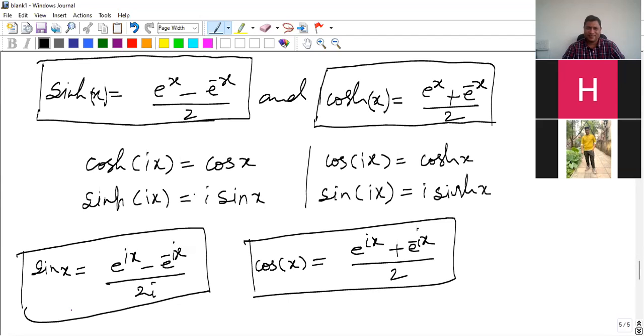Sir, i is the iota complex number? Yes, i is a complex number. So i is root of minus 1. This is how the hyperbolic functions and the trigonometric functions are related. Got it? There are several properties that can be explored, and I hope that will be explored.